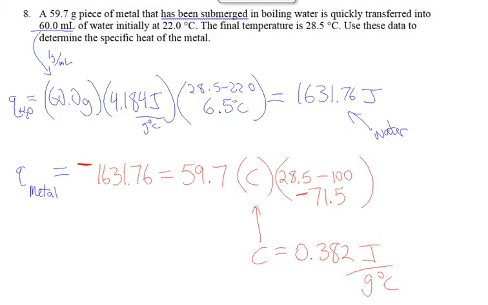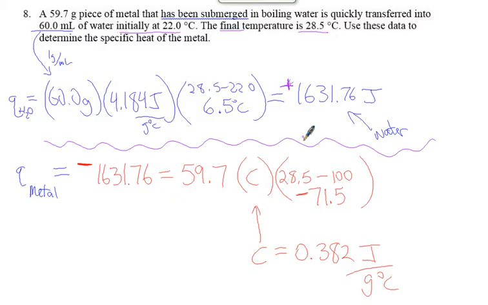Number 8 is actually a two-part question. Above the squiggly line we have the water's perspective. So you have 60 milliliters of water, which is the same as 60 grams of water. You have the heat capacity for water, which you should know. We have the delta T for water. The delta T was initially at 22, final is 28. 28 minus 22 is a delta T of 6.5. So the water has gained, that's positive, 1,631.76 joules.